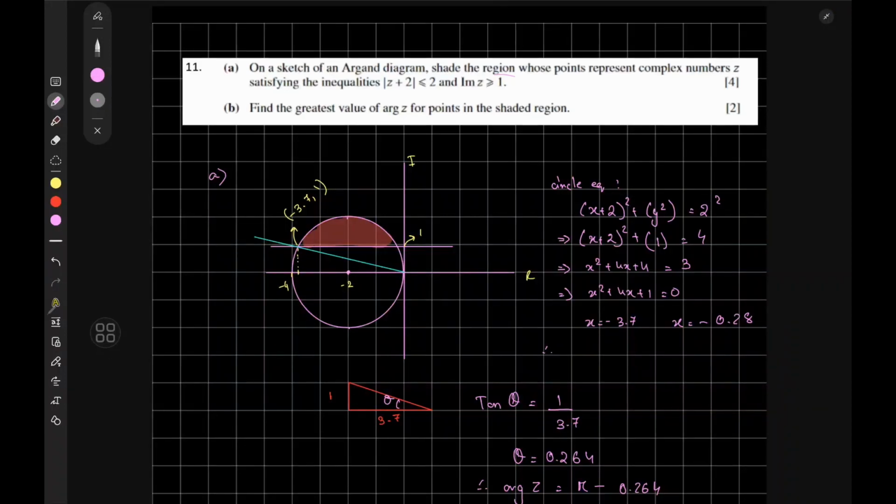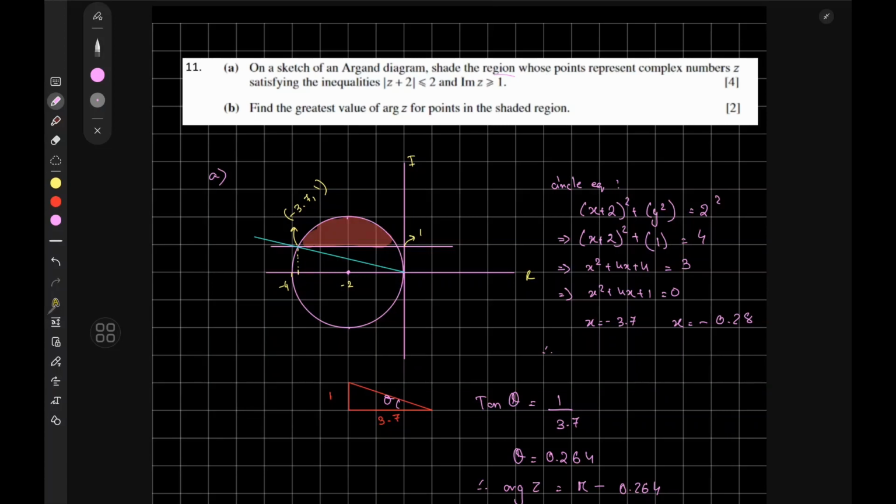In this video, we're going to look at the rest of the questions for complex numbers. So the first question, question 11, is: on a sketch of an Argand diagram, shade the region whose points represent complex numbers z satisfying the inequalities modulus of z plus 2 is less than 2, and the imaginary value of z is greater than 1.